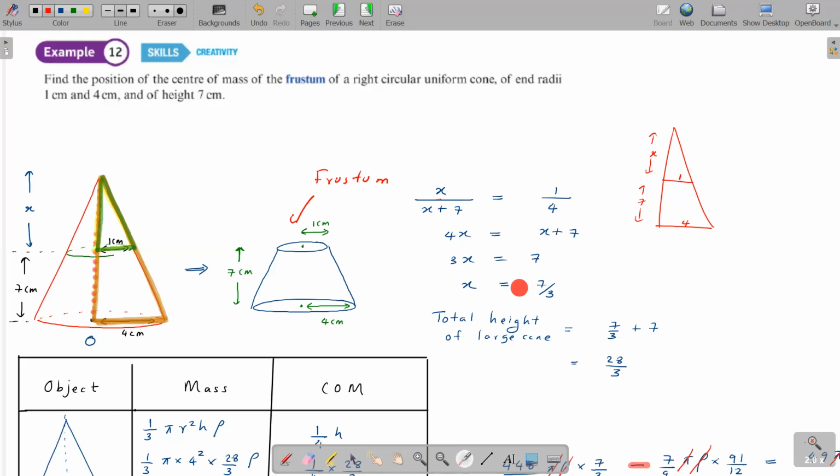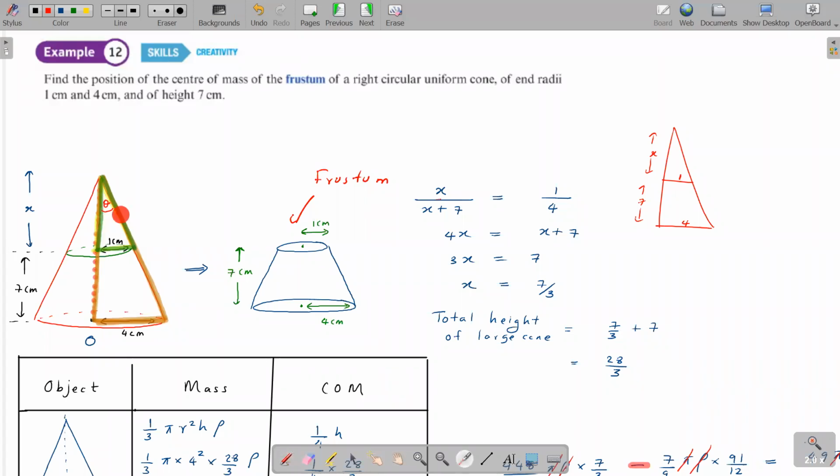Then I cross multiply and I get x as 7 over 3. Now I want the total height of the large cone. The total height is x plus 7, isn't it? 7 over 3 plus 7, and that's how I get the value of 28 over 3.